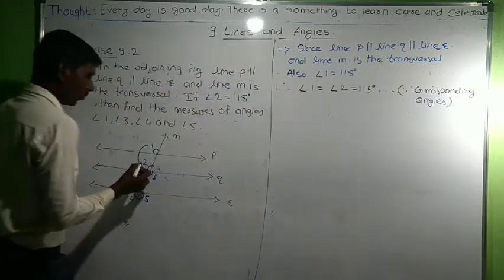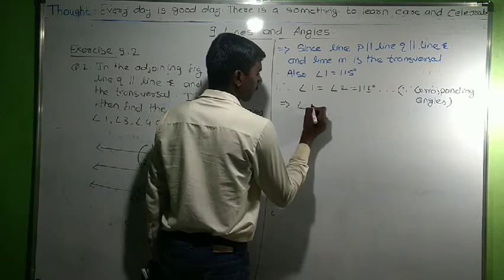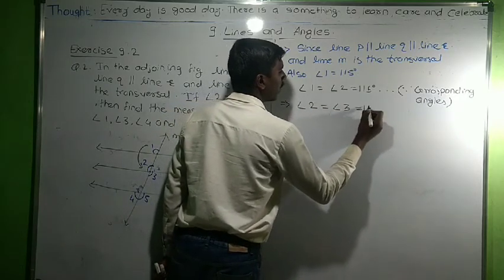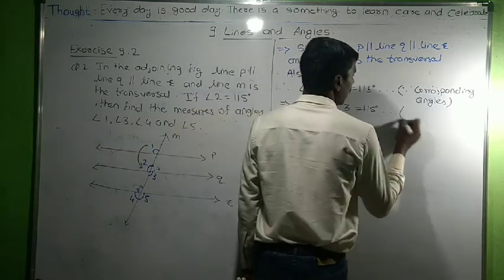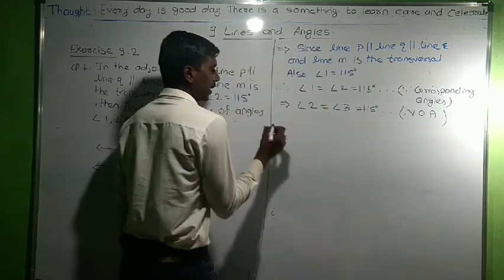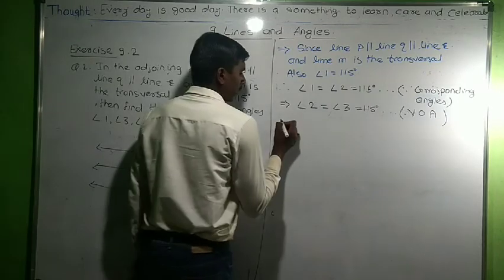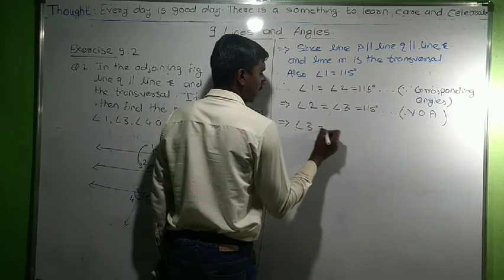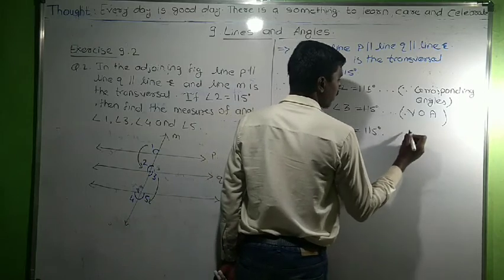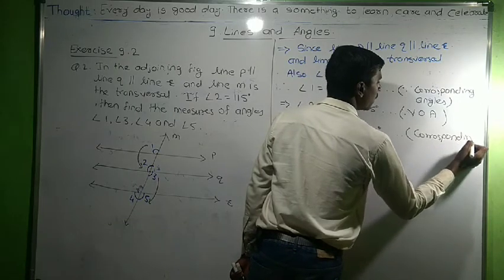Now as this angle 2 is 115, it implies angle 2 is equal to angle 3, which is equal to 115 degree. The reason is vertical opposite angles. Now angle 3 and angle 5 are again corresponding, which implies angle 3 is equal to angle 5, which is equal to 115 degree. The reason is corresponding angles.